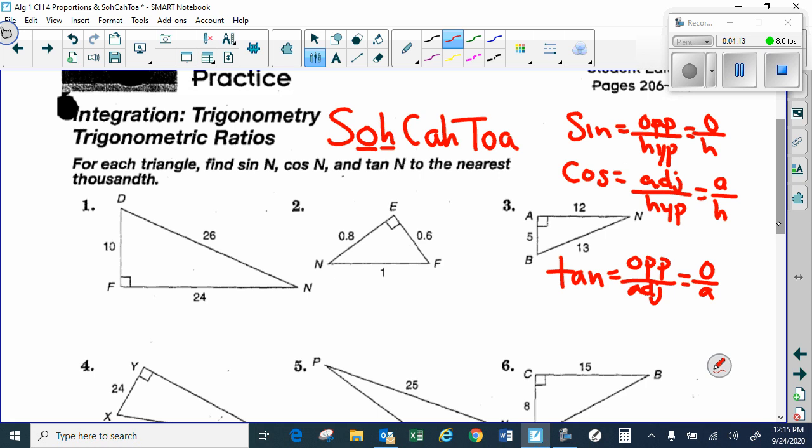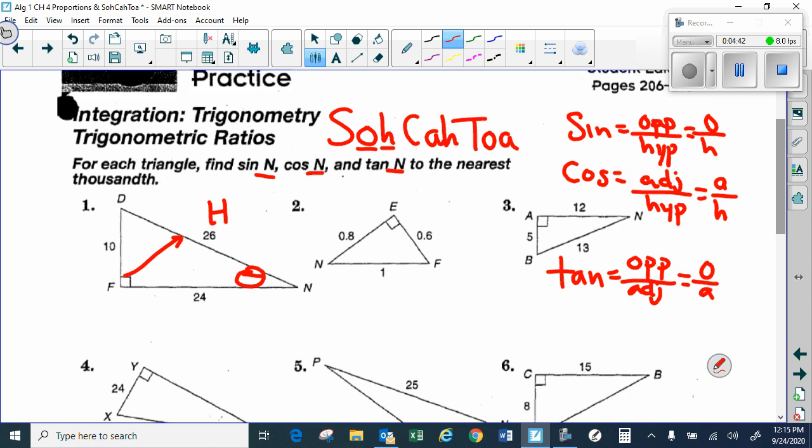So it says for each triangle, find the sine, cosine, and tangent to the nearest thousandth. That means they don't want you to leave it as a fraction. They want you to go ahead and put it in your calculator and give it as a decimal. Notice this says sine of n. So that's the vertex that we are using, where we can also put what's called theta, angle n. So the first thing I want to do is identify the hypotenuse. The hypotenuse, remember, is always across from the right angle.